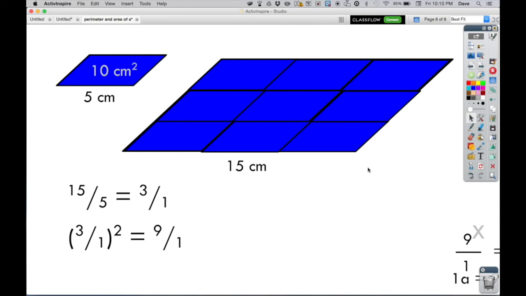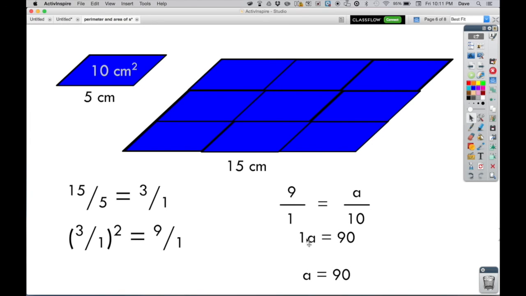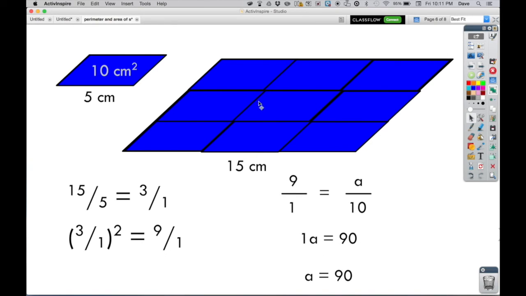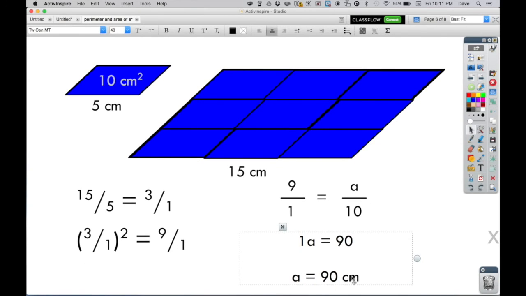Okay, so now I can say, well, I now have the ratio between the areas, which is 9:1, and this is our area. Let's call it A for area. So the 9:1 ratio between their areas is the same as the missing area, A, over 10. So 9/1 is equal to A over 10, and if we solve that, we cross multiply. 1 times A is 1A, 9 times 10 is 90, get rid of the 1. So the area of this one is 90 centimeters squared. We should probably label this centimeters squared.